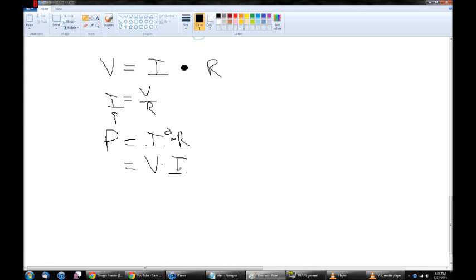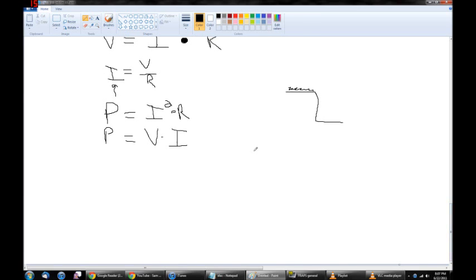So for any given element in your circuit, the voltage going across that element, so how far the water has to fall down, times the current, so times how much water is actually in there, tells you how much power is either being used or absorbed, depending on whether it's positive or negative power.